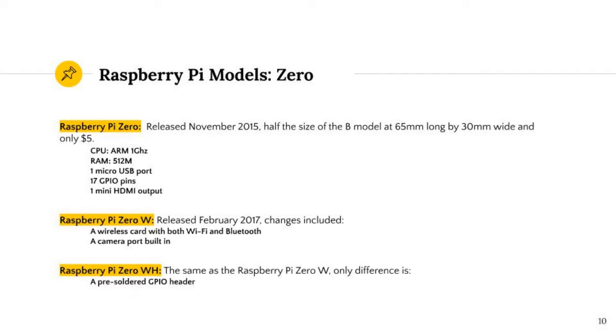Model 0 was first released in 2015, half the size of Model B, with an ARM 1 gigahertz CPU, 512 RAM, 1 micro USB port, 17 pins, and 1 HDMI. And that one was only $5. The next one released was the 0W for $10, but that was because it included Wi-Fi, Bluetooth, and a camera port built in. And finally, the 0WH, pretty much the same as the W, but it also had a pre-soldered input-output header.